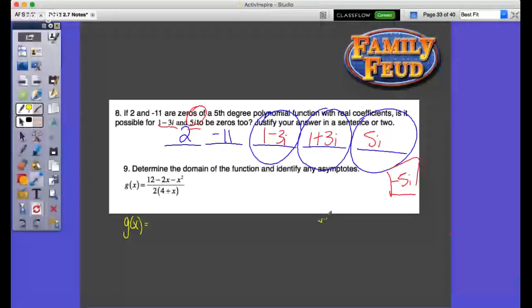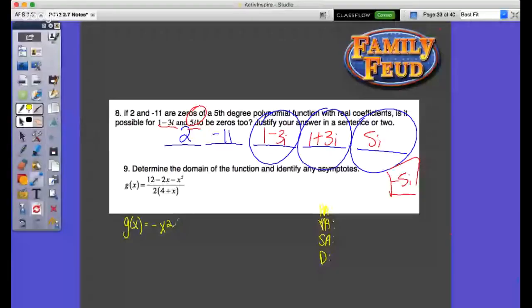I would make sure that in order, before I go after any asymptotes, so really we have 3, right? We have vertical asymptote, slant asymptote, and then the horizontal asymptote. And then the last is what is the domain. So on the top side, we have negative x squared minus 2x plus 12, all over 2 times 4 plus x. Now, it might be helpful to try to factor the top side by pulling out a negative first, making it x squared plus 2x, make sure the signs change, minus 12.